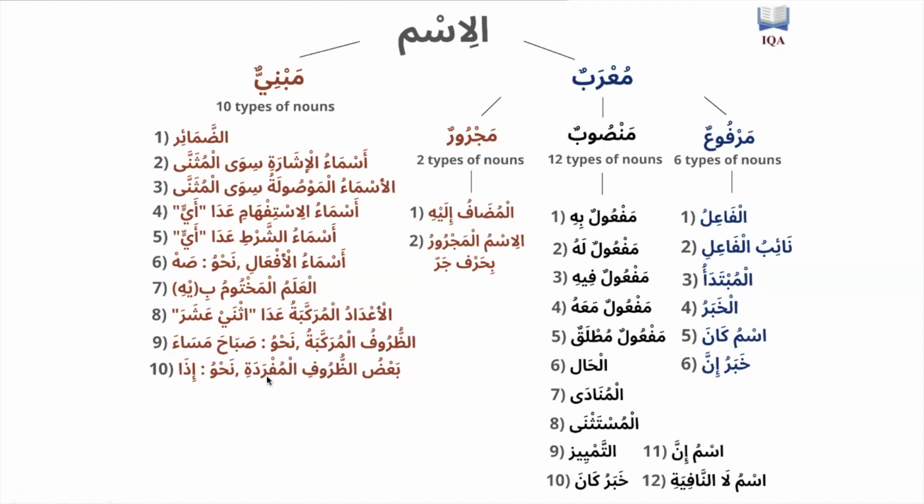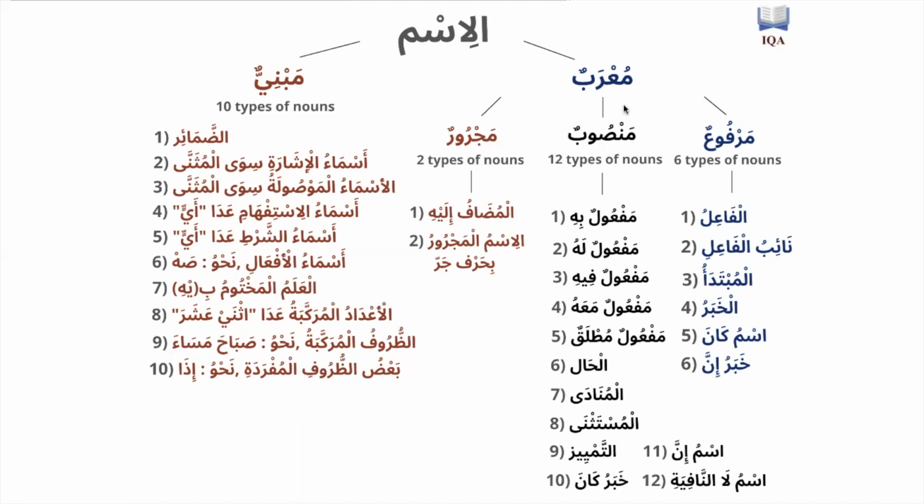بعض الظروف المفردة, certain ظروف that are singular, that are not مركبة, are also going to be mabni, like إذا is mabni, right? أمسي is mabni على الكسر, and then this goes on. So you look at a noun, if it's mabni, it has to be one of these 10. It has to be one of these 10. If it's not, then it's mu'arab. And if it's mu'arab, it's either going to be marfu' or mansub or majrur.